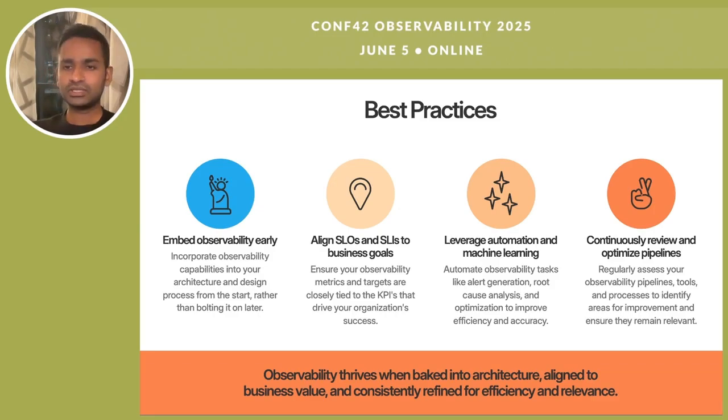And last but not least, focus on continuously improving, reviewing, and optimizing the pipelines. So regularly assess the pipelines, tools, and processes to identify areas for improvement and ensure they remain relevant. So observability thrives when baked into the architecture, aligned to the business value, and consistently refined for efficiency and relevance.